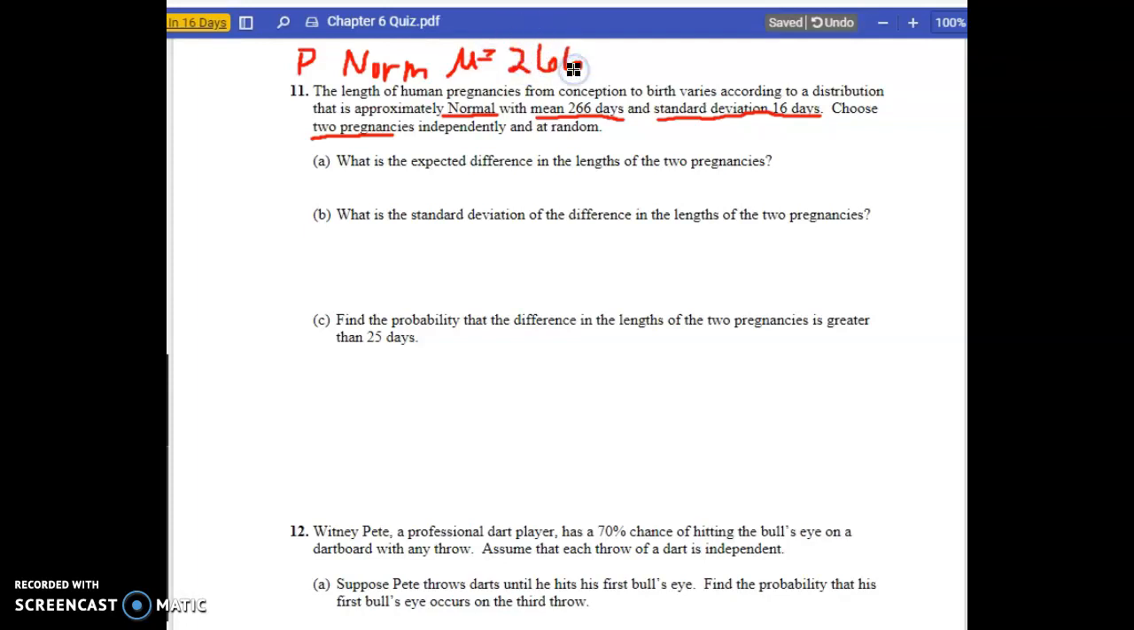So in question A, what is the expected difference in the lengths of the 2 pregnancies? Difference means subtract. And the fact that I'm picking 2 of these P's, it's going to be P minus P. So I'm going to call this new one D. The difference is going to be pregnancy 1 minus pregnancy 2. Now this is a combination of random variables, so who cares it's the same distribution? That doesn't matter. I just remember my rules. If I'm subtracting to get the new mean, and that's what A is asking for, the mean of the difference is going to be the mean of P minus the mean of P. Sorry, I should put little P's up here.